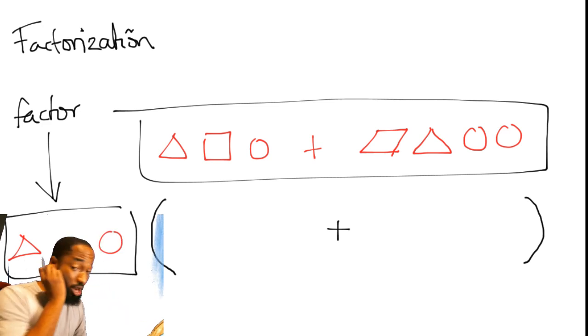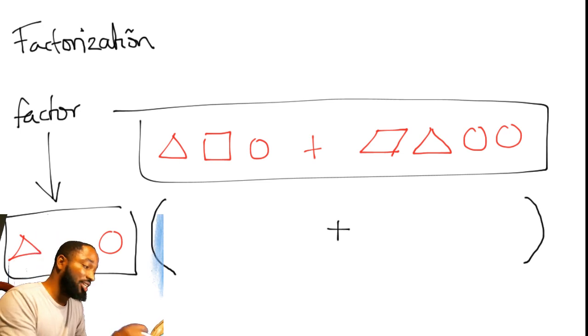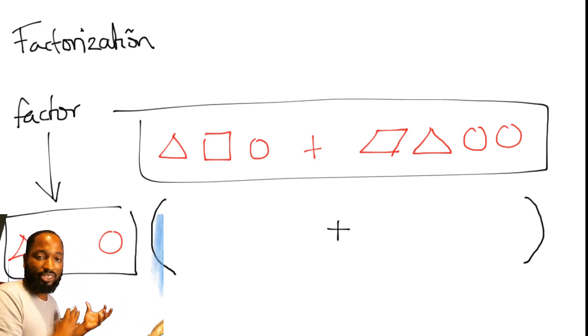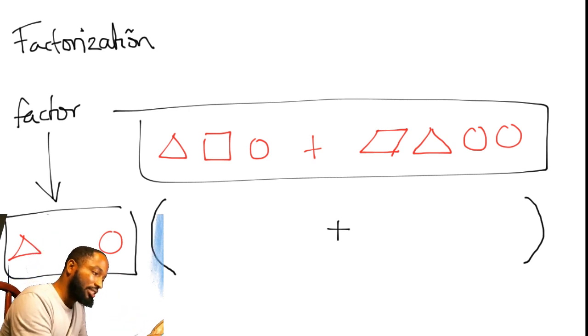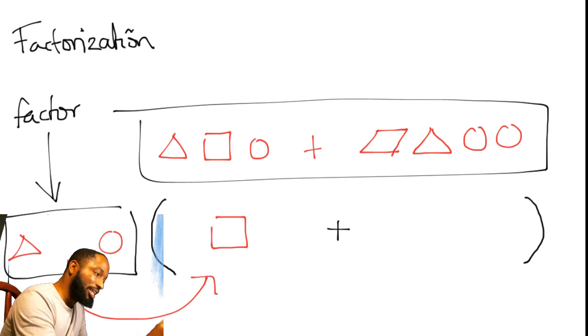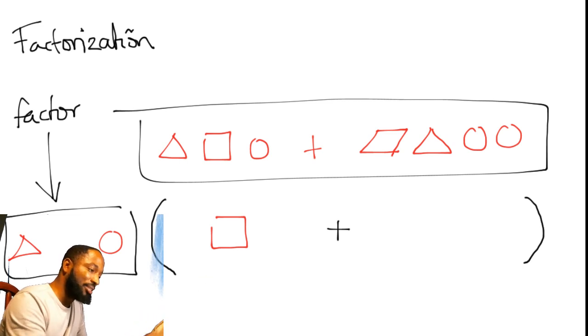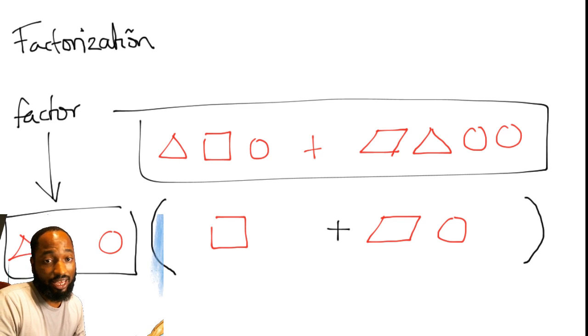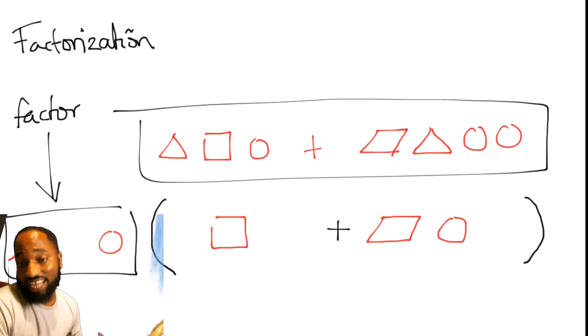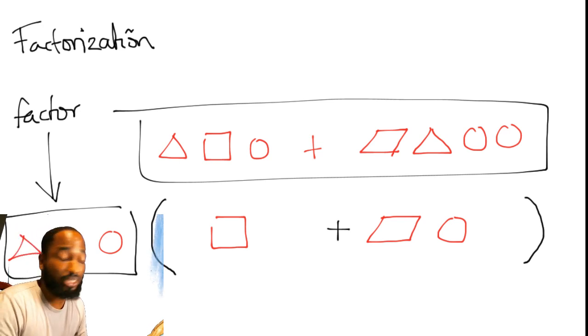Now that's not all in factorization. After you pull out the common things, you need to put the remaining things back. So there's a square remaining here. If I multiply this by this, I'm going to get back this. And what was missing here? A parallelogram and another circle, because there's an extra circle there. That is exactly how factorization works.